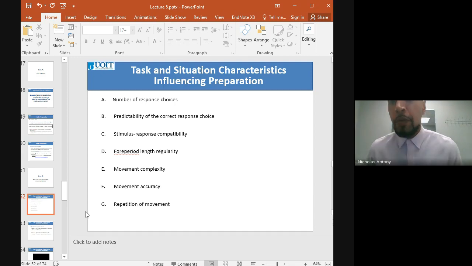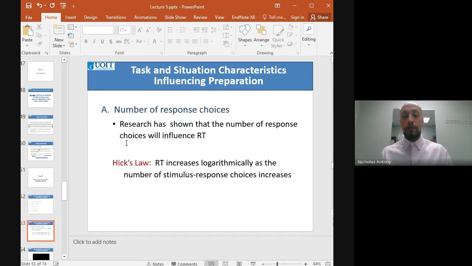So when evaluating reaction time, what researchers initially wanted to look at was all the different variables that would affect reaction time when performing a motor skill, because that will give us an idea of what is being processed and what is the most important when we're processing the information. So the first thing they realized will influence our action preparation or reaction time was the number of response choices. Do we all remember Hicks' law? It was mentioned in that video.